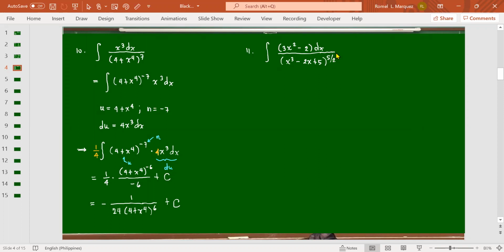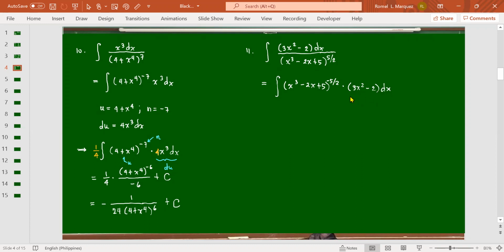What about this? First step, Bene, what is to be done? What are we going to do? Express in power form, u to the n form. What is the potential u to the n? Rewrite first: (x cubed minus 2x plus 5) quantity to the negative 5 halves, times (3x squared minus 2) dx.